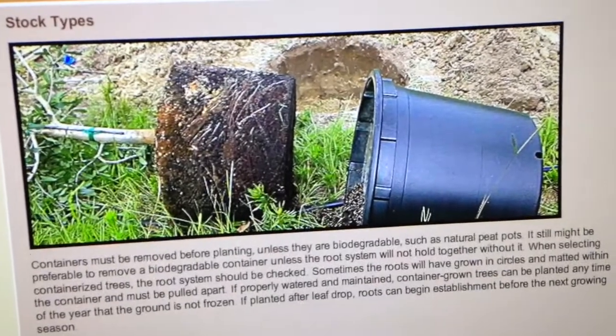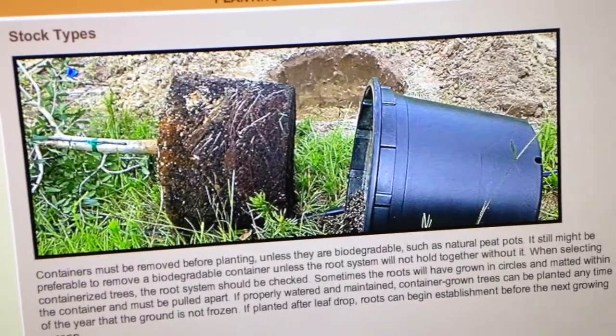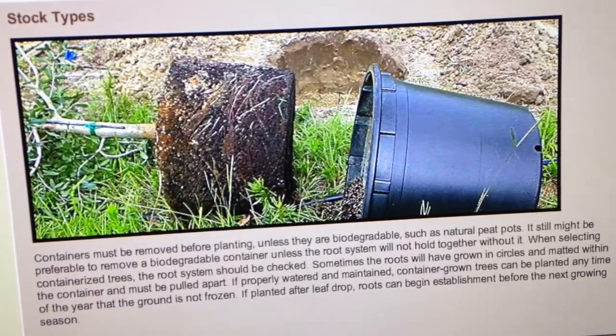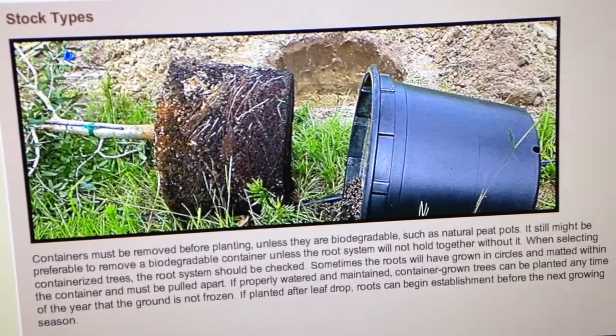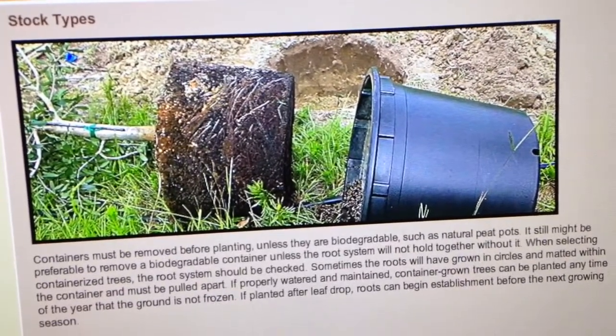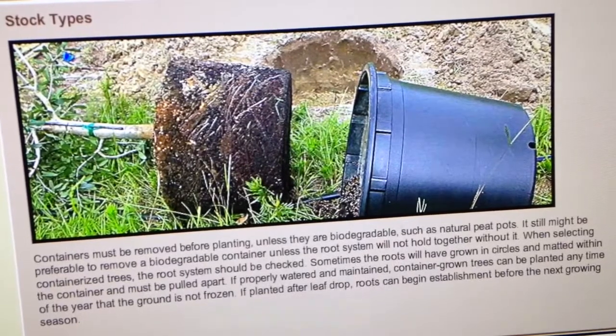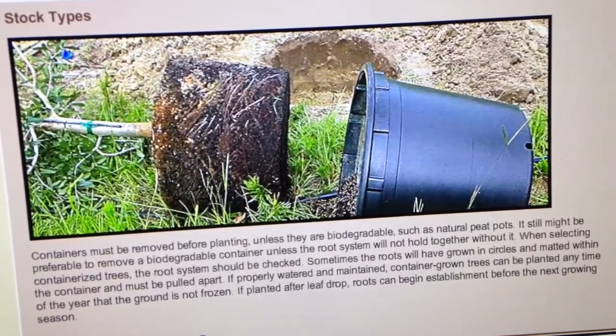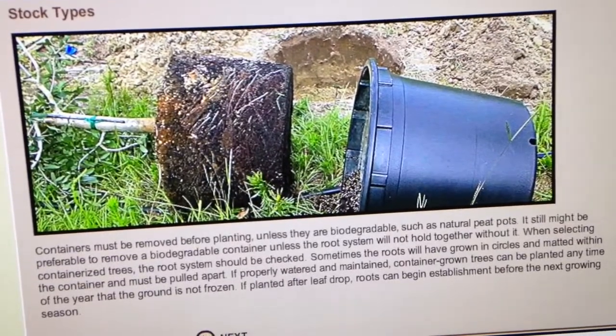Containers must be removed before planting unless they are biodegradable, such as natural peat pots. It still might be preferable to remove a biodegradable container unless the root system will not hold together without it. When selecting containerized trees, the root system should be checked. Sometimes the roots will have grown in circles and matted within the container and must be pulled apart.